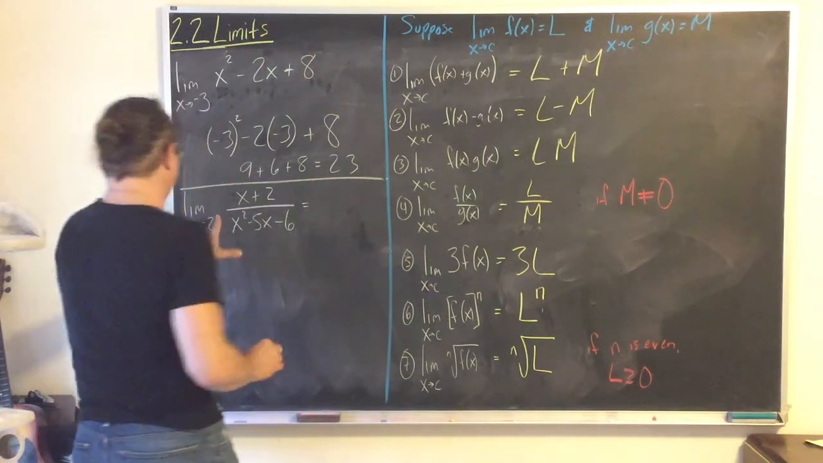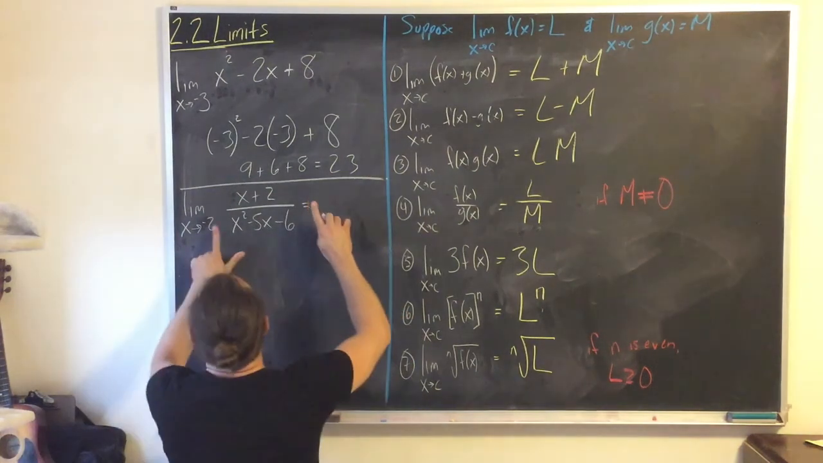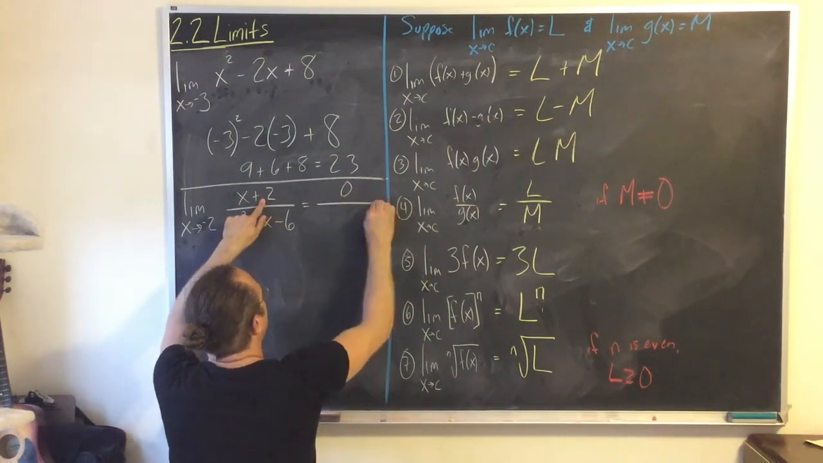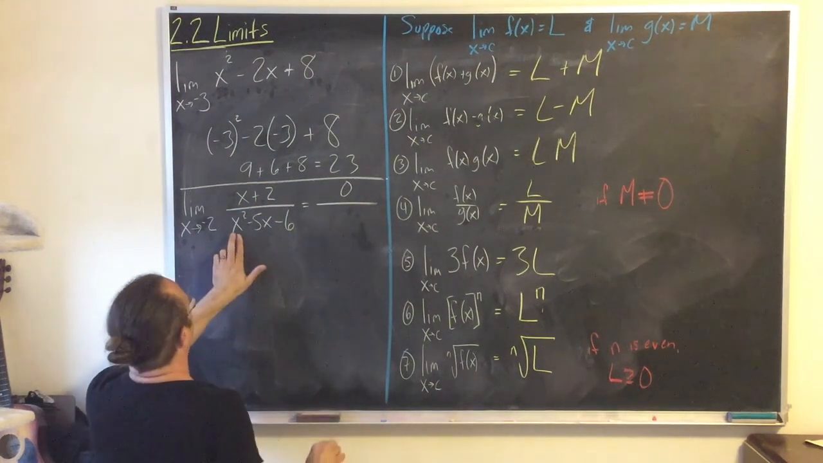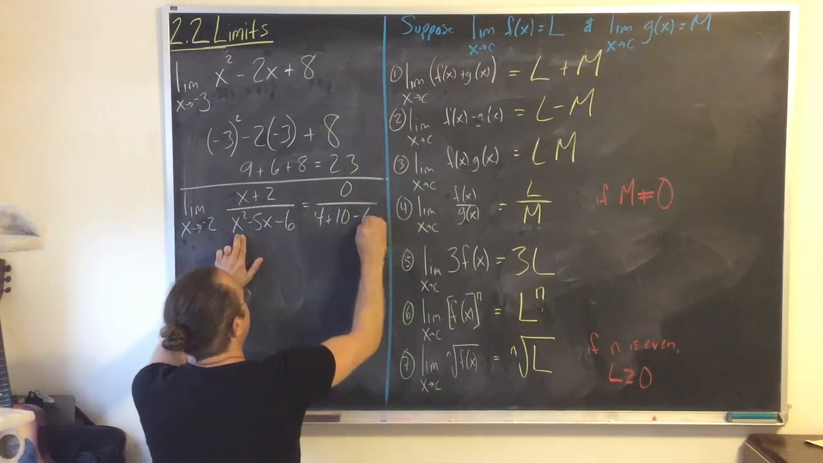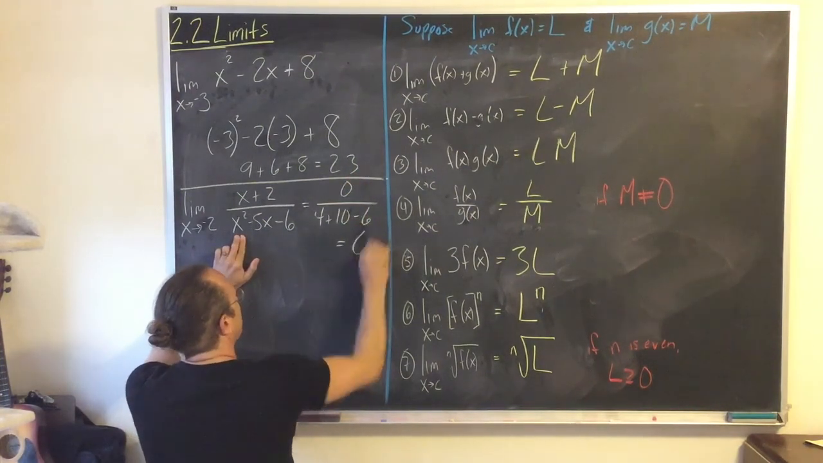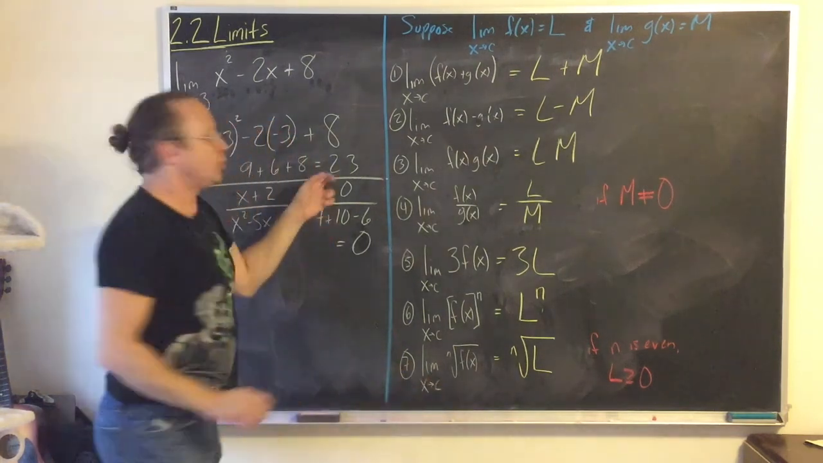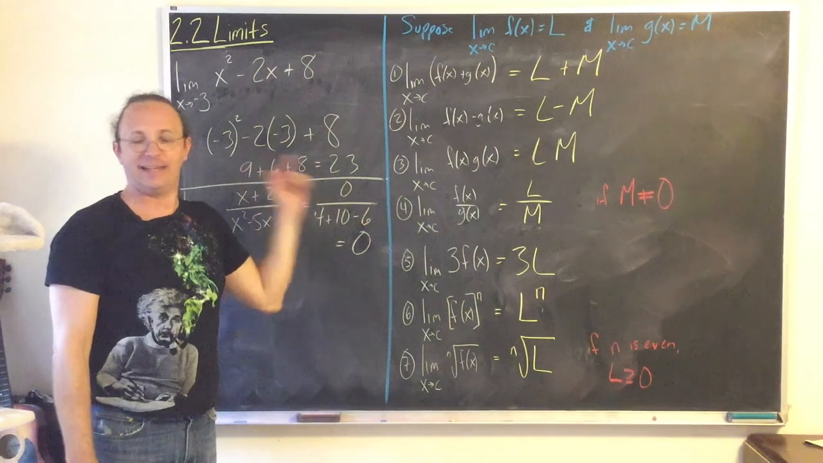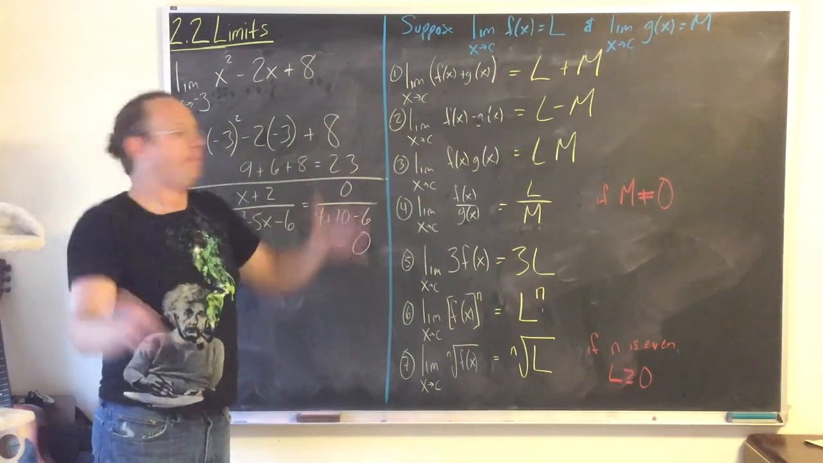All right, limit at the top. If I try to plug -2 into here, let's see. That's going to be -2 plus 2, which is 0. If I try to plug -2 in the bottom, I'm going to get 4 plus 10 minus 6. This is 0 divided by 8. You can divide 0 by 8. That's not a problem. It's dividing 8 by 0 that's a problem. 0 divided by 8, that's just 0.